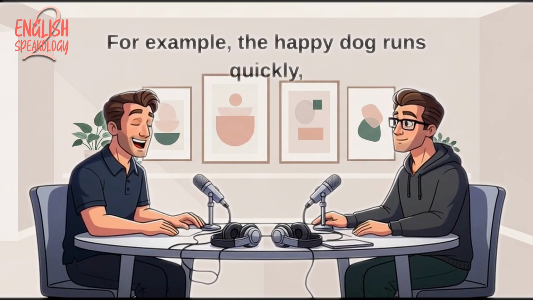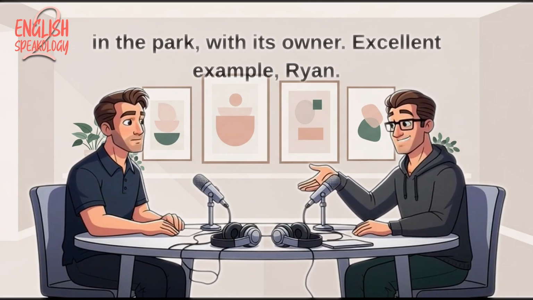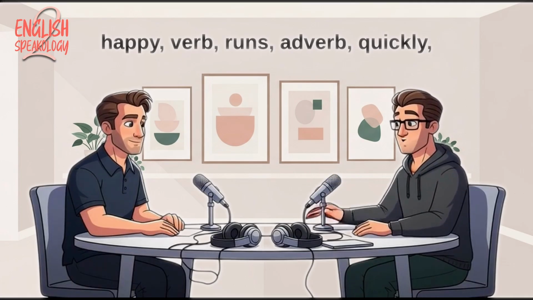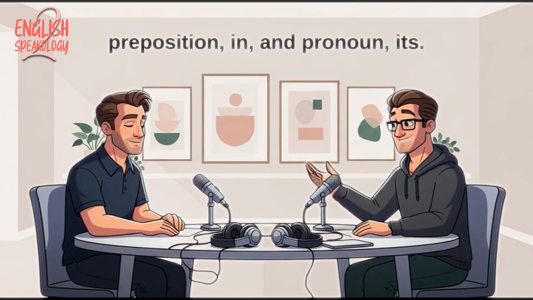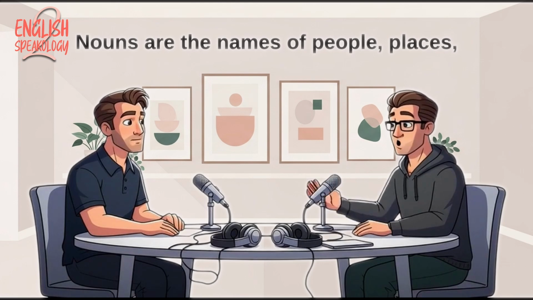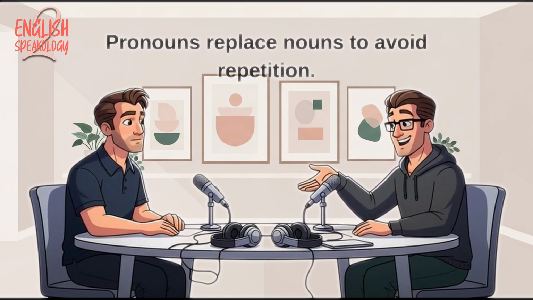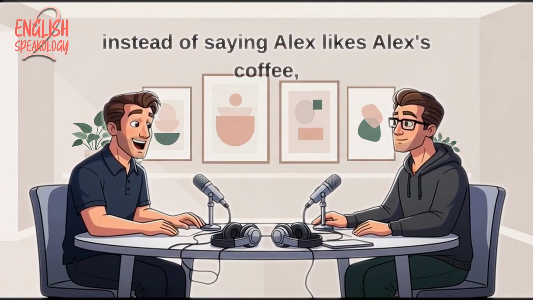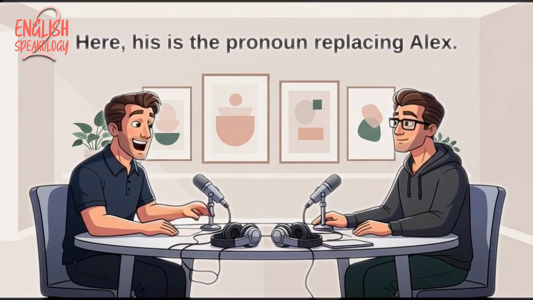For example, the happy dog runs quickly in the park with its owner. Excellent example, Ryan. Here we have a noun, dog, adjective, happy, verb, runs, adverb, quickly, preposition, in, and pronoun, its. Nouns are the names of people, places, things, or ideas. Pronouns replace nouns to avoid repetition. For example, instead of saying Alex likes Alex's coffee, we say Alex likes his coffee. Here, his is the pronoun replacing Alex.